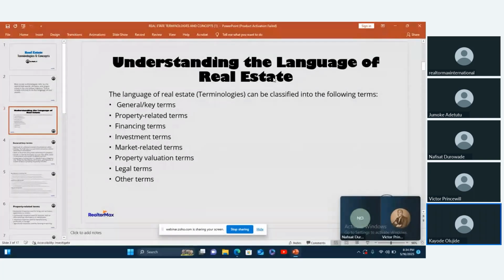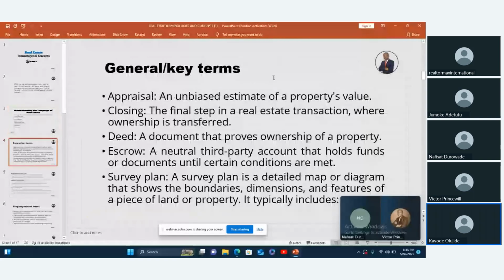So in this night's training, we shall be examining all these terms that are listed here, one after the other. And I believe at the end of this class, our life will be really blessed, because we'll be able to know and understand some terms which, applying them outside there, will make us sound professional in our line of duty. To start with, let's start with the general terms or key terms.